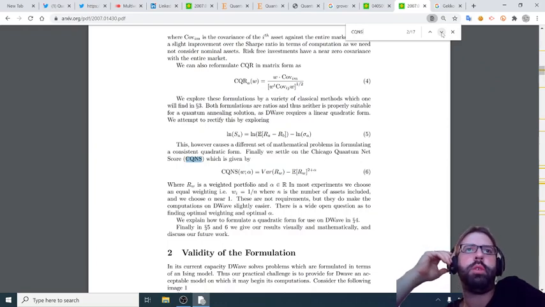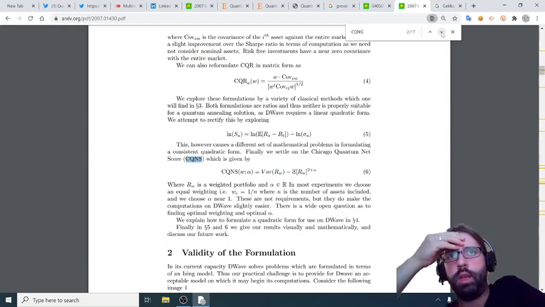R sub W is the weighted portfolio. So this is like variance or what, and then alpha is a real number, and we choose an equal weighting. In most experiments, we choose an equal weighting where n is the number of assets included, and we choose alpha near 1. These are not requirements, but they do make the computations slightly easier. It is a wide open question as to finding optimal weighting and optimal alpha.